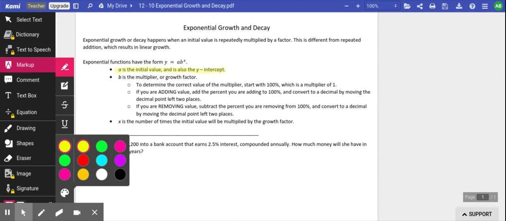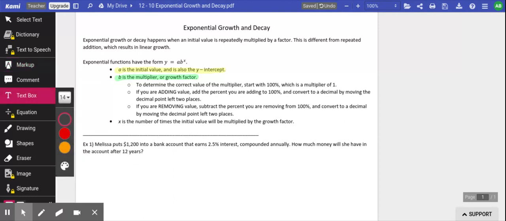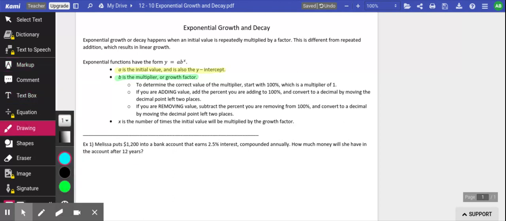Depending on if you have a graph, a table, or a situation, it might be presented a little bit differently. The next thing we need to know about is the B value. So the B is going to be the multiplier or that growth factor. And then underneath there, we have different ways that we use to find the B value. So we're just going to write next to here that these are notes on how to find B.